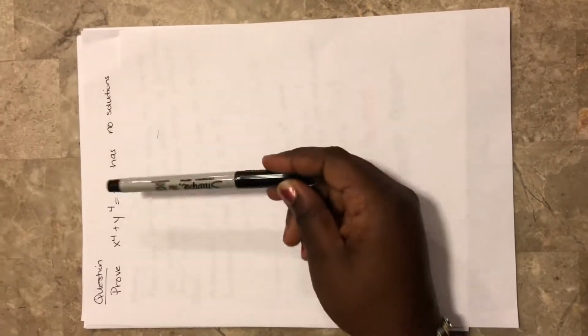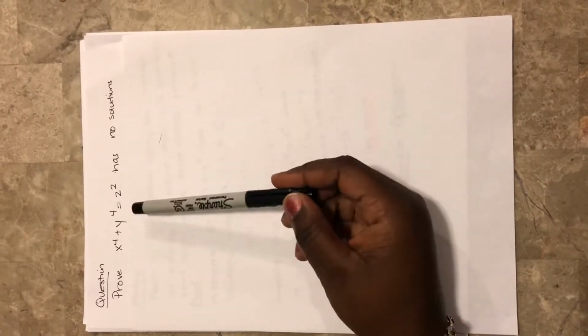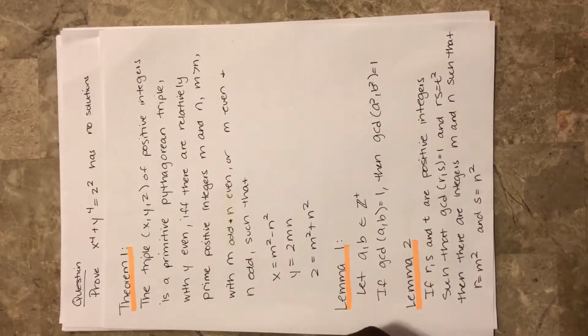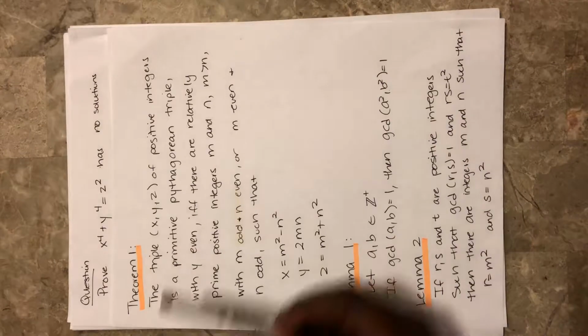Today we're going to be proving that x to the fourth plus y to the fourth equals z squared has no solutions. In order to do so, we're going to be using a couple of theorems as well as two lemmas.